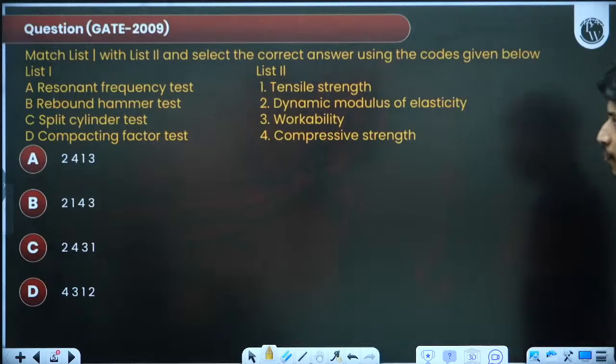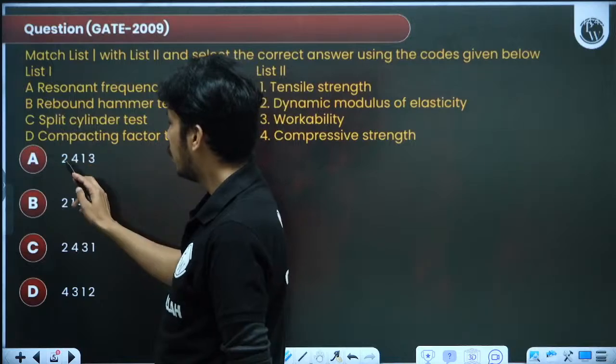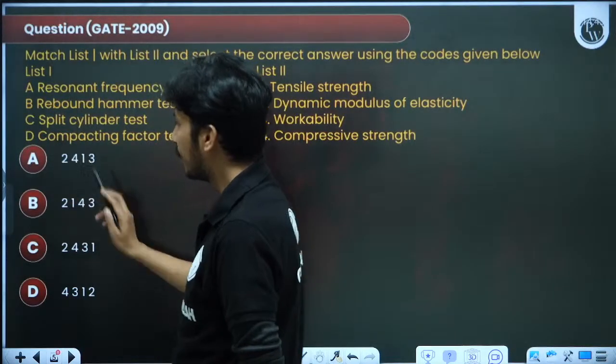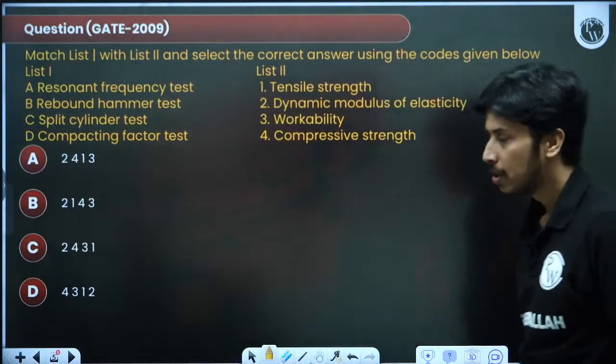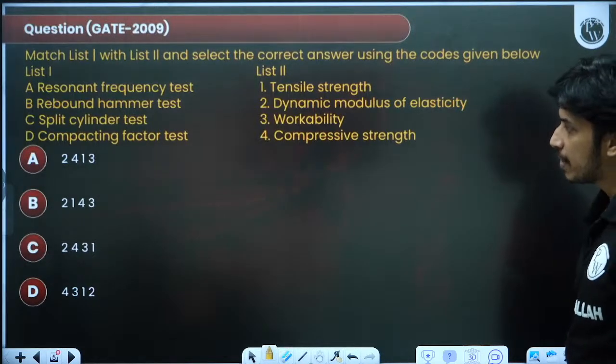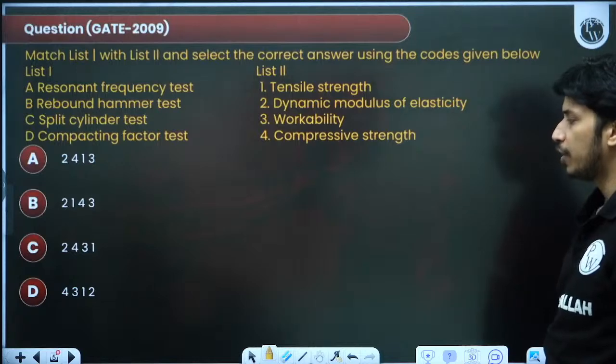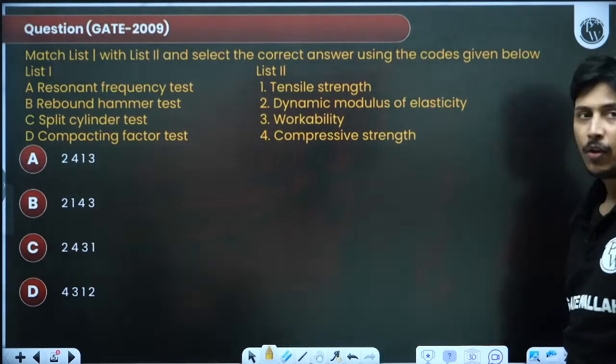So here you have to match list 1 with list 2 and select the correct answer using the codes given below. So 2413 means A has answer 2, B has 4, C has 1, D has 3. So depending upon these are the codes. List 1 and list 2 you have to match. A, B, C, D are having which type of answers? 2413, 2143, 2431, 4312. So depending upon the codes you have to give the answer.